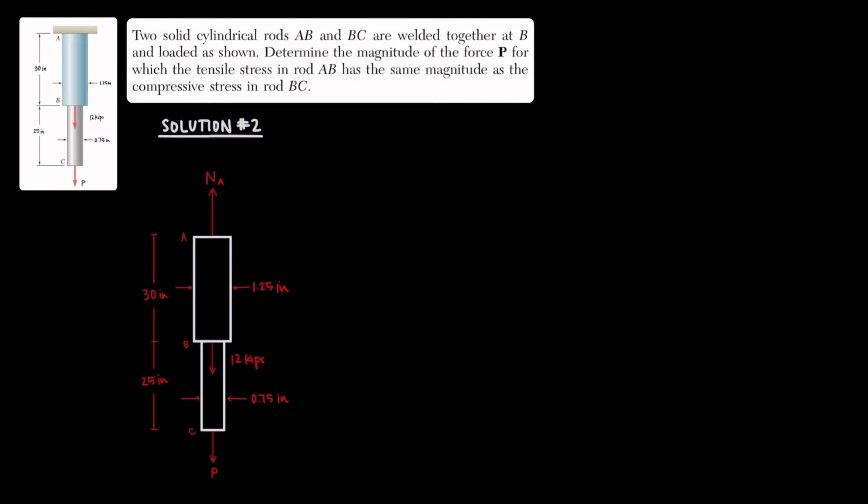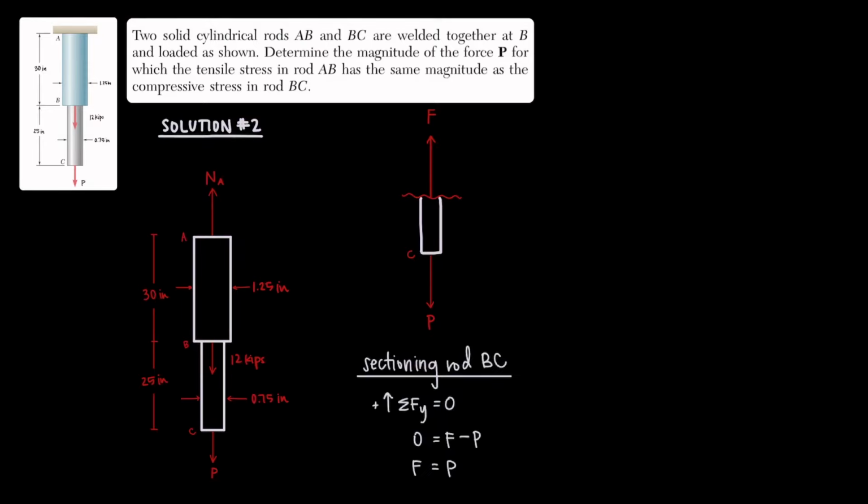If you'd like to see the second way to solve this problem, we'll do that now. It basically revolves around sectioning the rods differently so that we can solve for P directly instead of having to use N sub A. Again, we have our free body diagram. But this time, rather than sectioning from the top down, we'll section from the bottom up. That means we'll start by finding the internal resultant force in rod BC. We'll call that force F, and we can use our equations of equilibrium to find that it's equal to P.